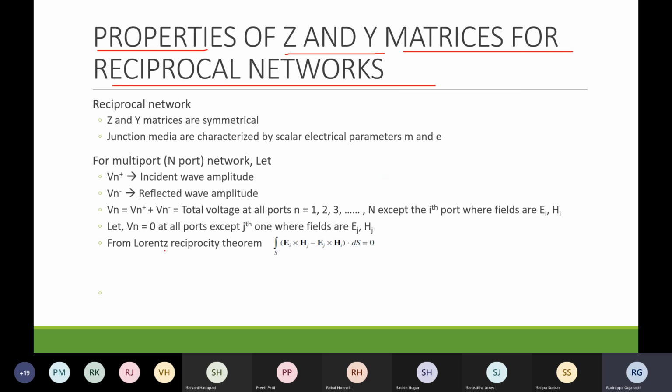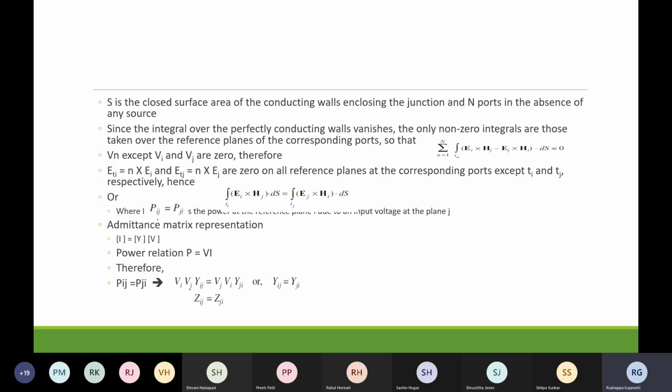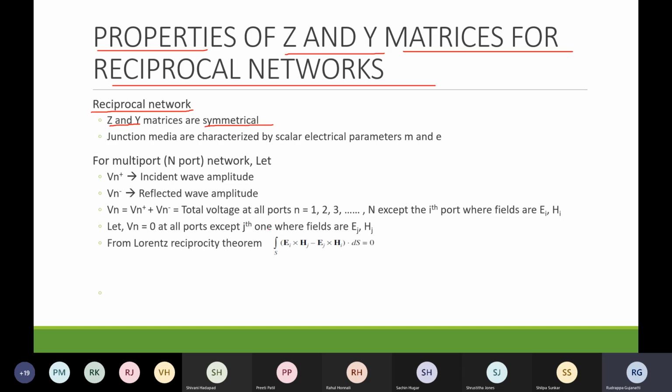So what about the reciprocal networks? In a reciprocal network, the Z and Y matrices are symmetrical. That is what we indicate when we see that Zij is equal to Zji. Similarly, Yij is equal to Yji. That is what symmetrical network implies. So if I have Z12 for a reciprocal network, we will have Z12 equal to Z21. This is what identifies the reciprocal network.